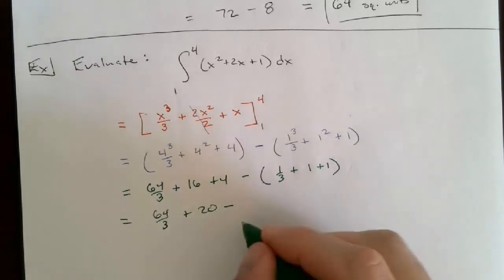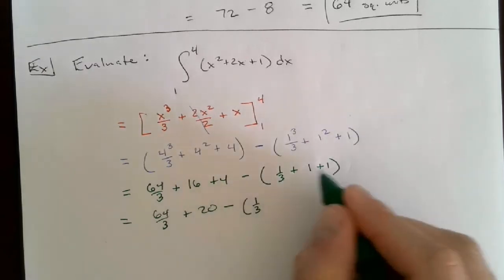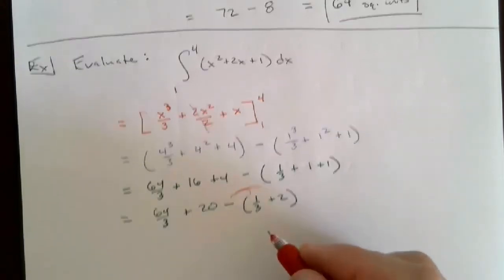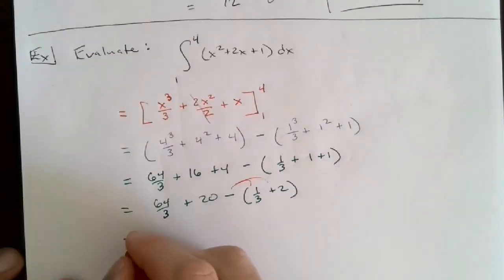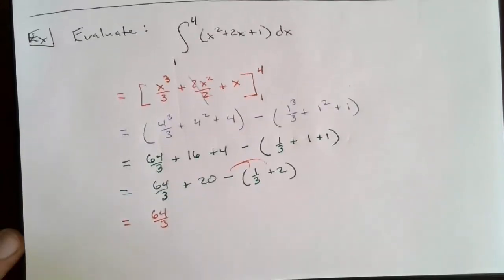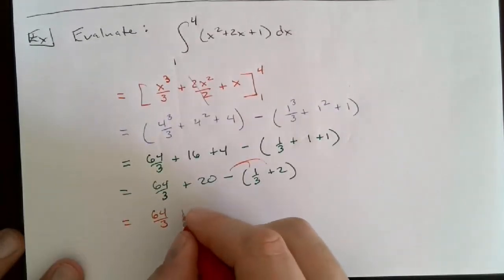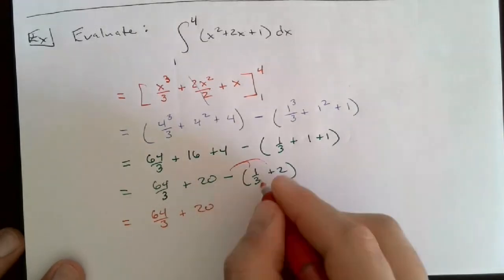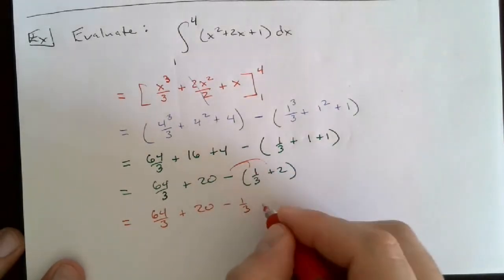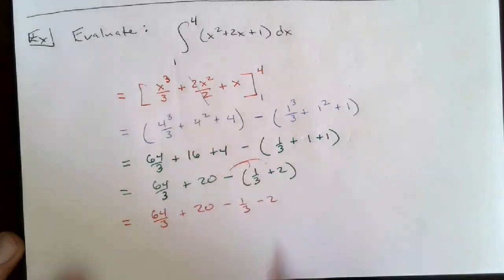Minus, here I've got, inside these parentheses, 1/3 plus 2. And I'll distribute this negative sign in. Since 2 and 1/3, right now I need a common denominator to add them. I'll just leave them and then we'll combine them in a minute. So 64 thirds plus 20 minus, we have 1/3, and then negative times a positive makes us a -2, right? Distribute the negative sign to both terms in there.